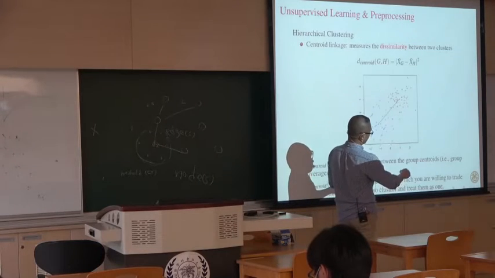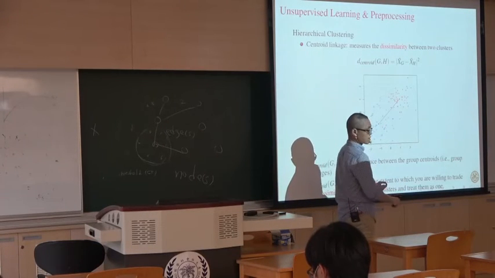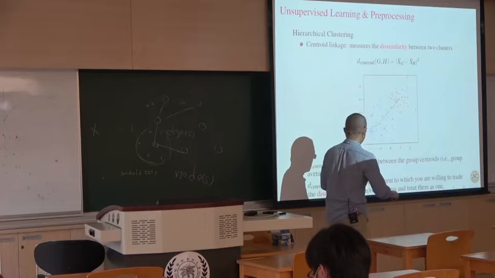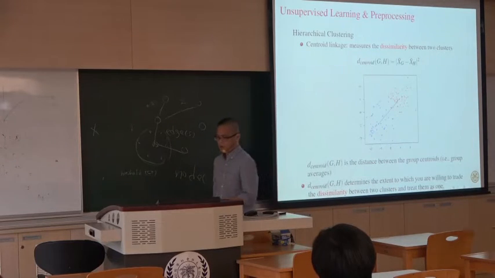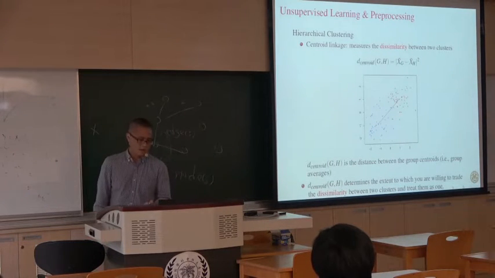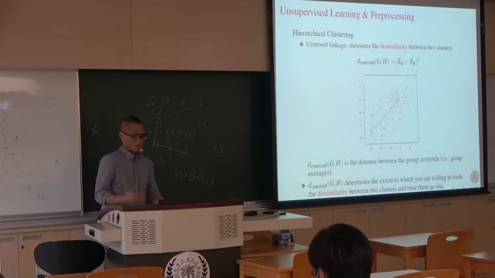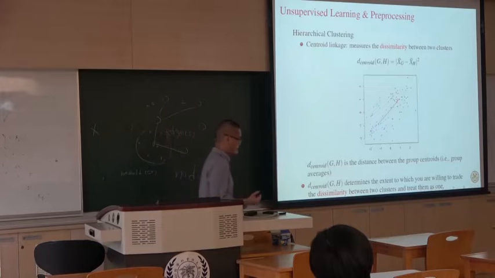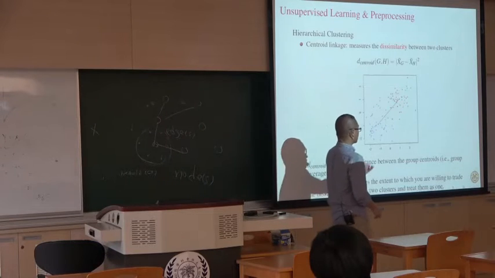It's simply the distance between their cluster centroid, their group centroid. And in practice, centroid linkage can determine the extent to which you are willing to trade off the differences or dissimilarity between two clusters and treat them as one.